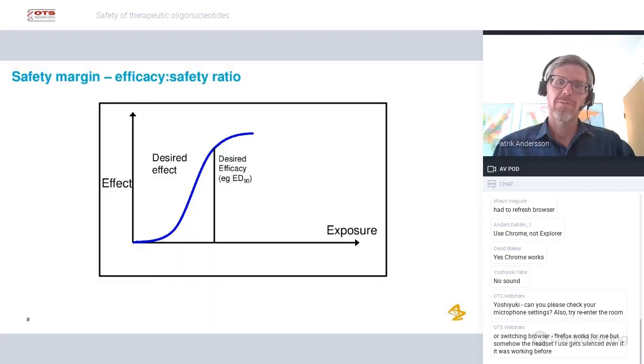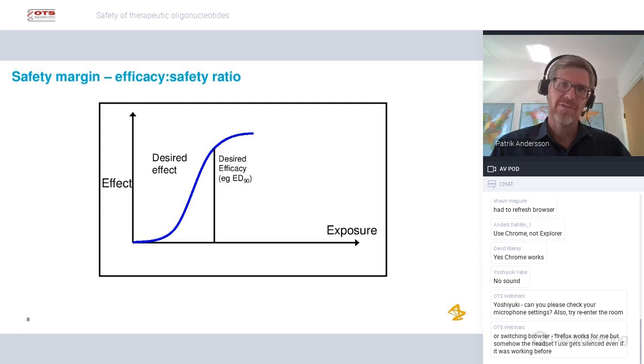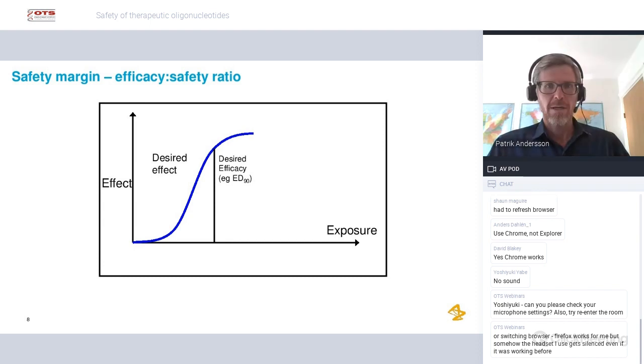So that really takes me to the concept of safety margin. You've probably heard of that concept before, but it's really important to remember that it's a function of efficacy and safety. So in this very simplistic graph, we have an effect and exposure, and the desired effect follows this sigmoid curve. The effect needed for a given desired pharmacology will obviously vary depending on the biology. For some pharmacologies, perhaps an ED50 is okay. For others, ED90 or something like that is required.